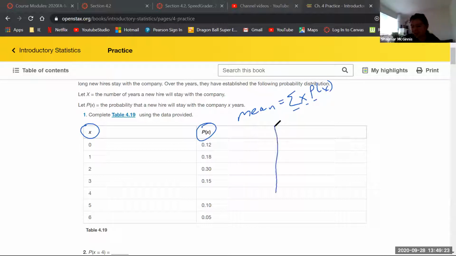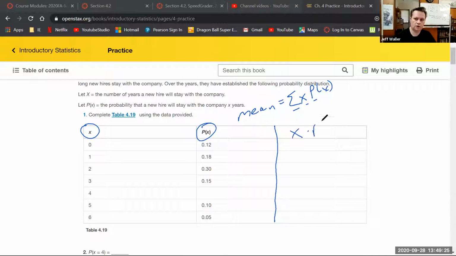Some of you guys are doing that work, but you're not doing it in the table. I do want you to do it in the table to get used to that. So you just do X times P of X and put it there, and X times P of X, and add them all up. That's the average.